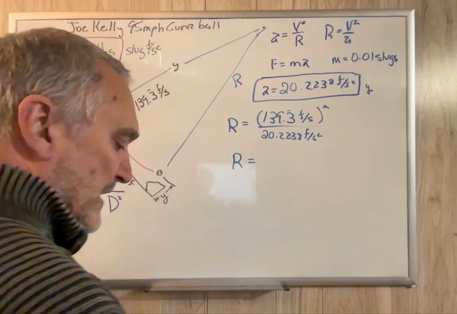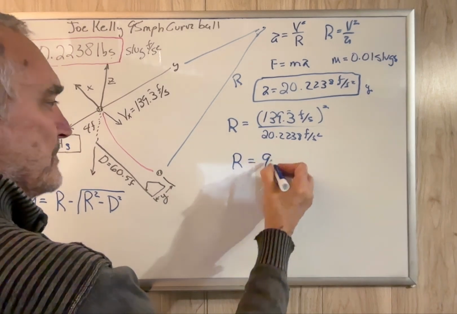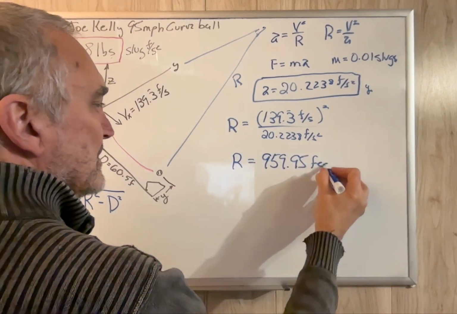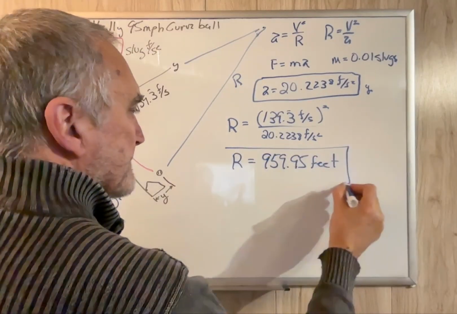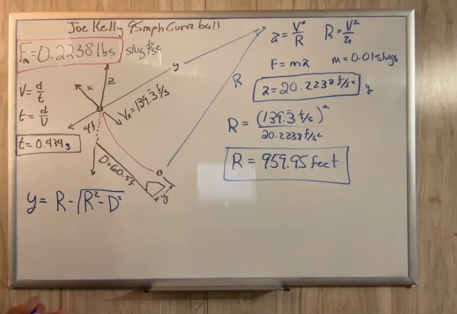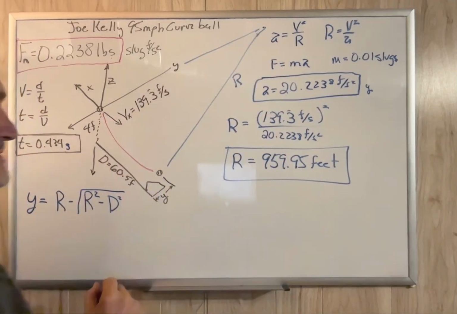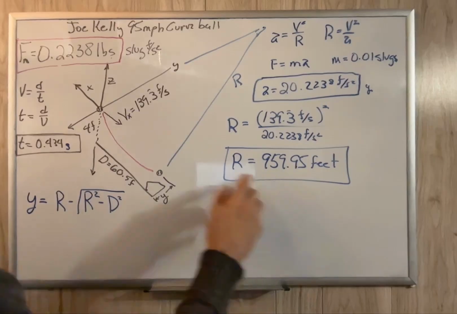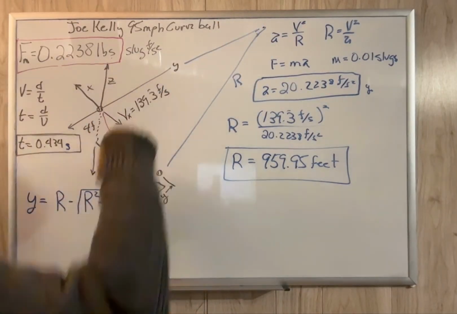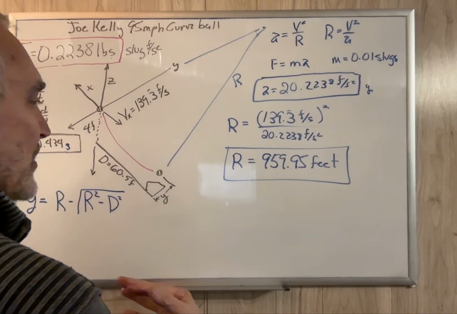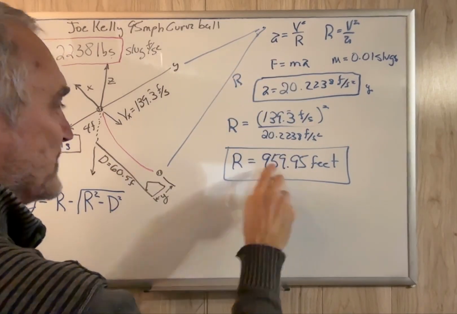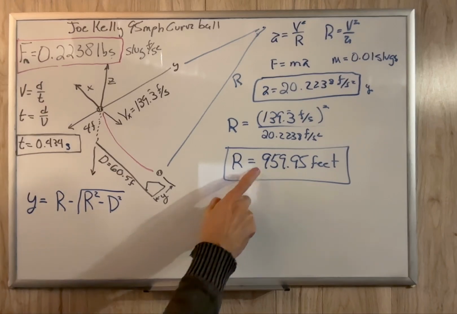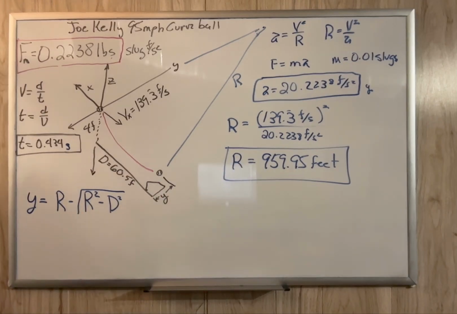So R is going to be actually a very large number. It's going to be 959.95 feet. So the radius for this curve is almost 1,000 feet. When you think about that, to get that curve, the radius is going to be very large because it's not curving that much. We'll see how much it curves when we put this into y. So that would be our next step.